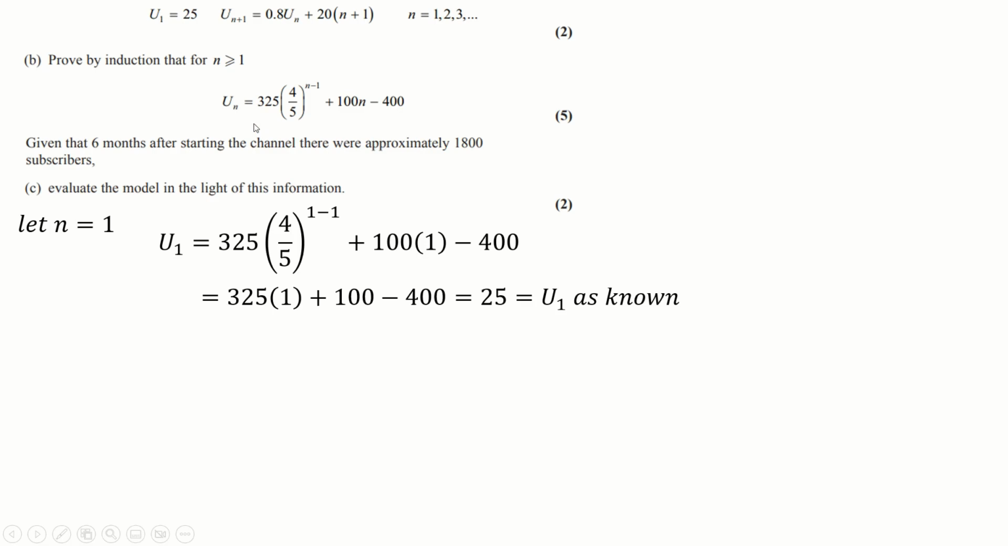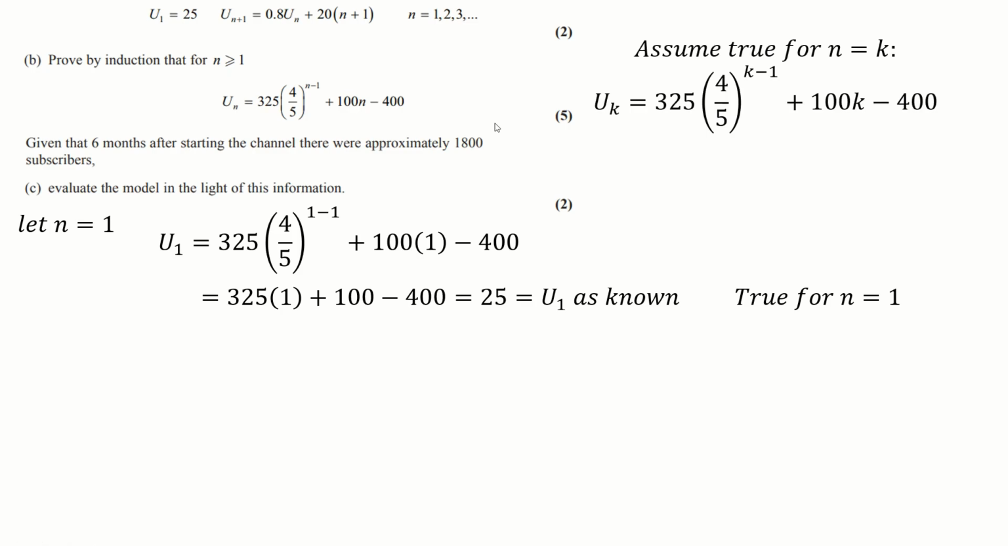We now assume that it's true for n equals k. So we're going to assume this thing here for n equals k. And now we're going to have to investigate n equals k plus 1. Now, we can't just obviously put k plus 1 into here, because that's what we're trying to show. What's the other thing that we have? Well, we have this thing up here. u k plus 1 is known to be 0.8 u k plus 20 times k plus 1.